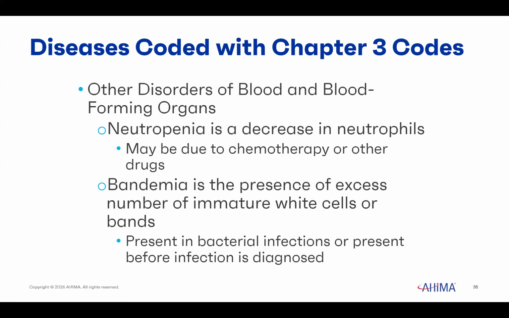Other blood disorders can include neutropenia, which means low neutrophils, seen often in chemotherapy and other medications, and bandemia, in other words, too many immature white cells, and other different things.